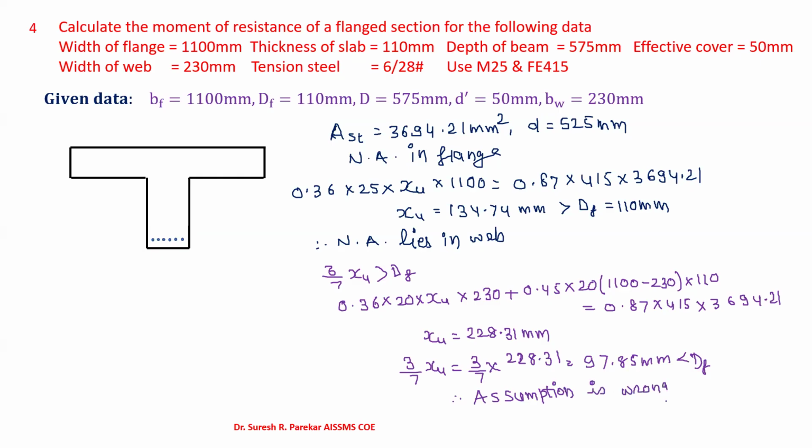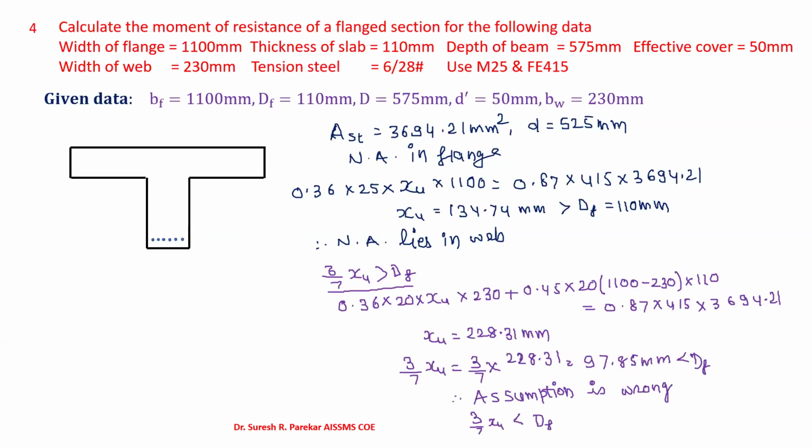And then we have 3/7 of Xu less than Df. We have assumed 3/7 of Xu greater than Df. Our assumption is wrong and our Df is greater than 3/7 of Xu. And then we have to go for the next.